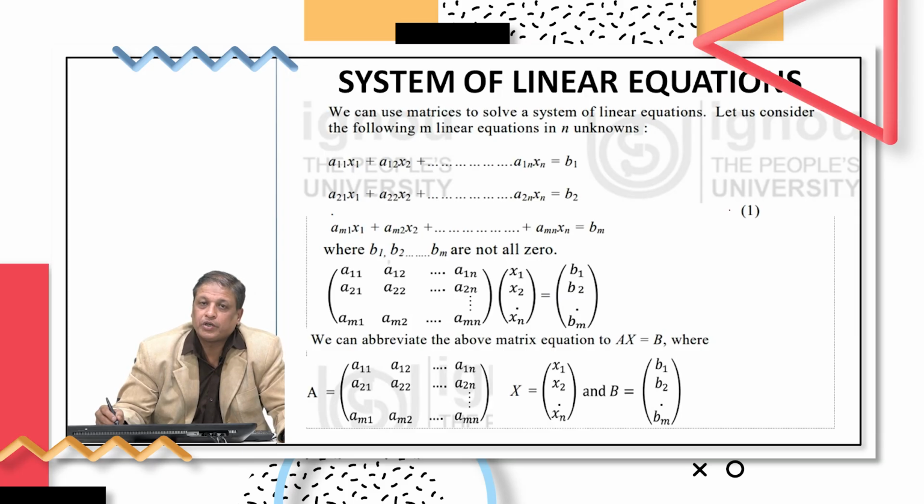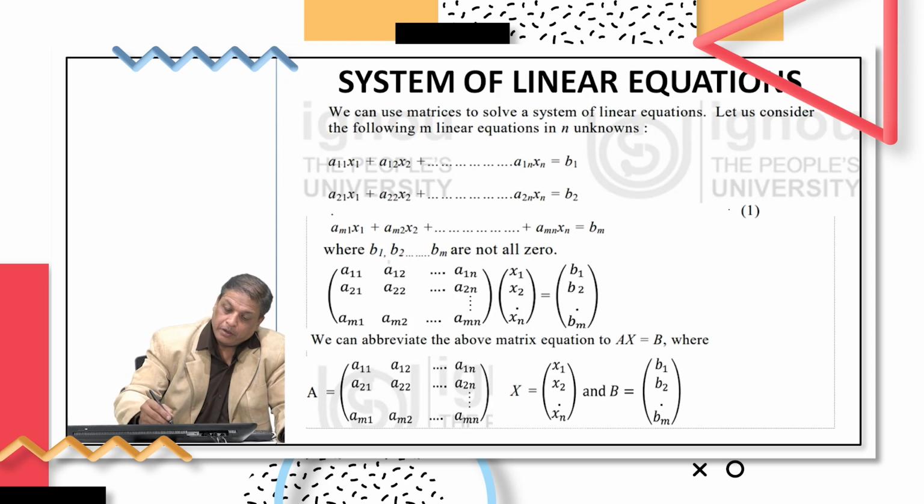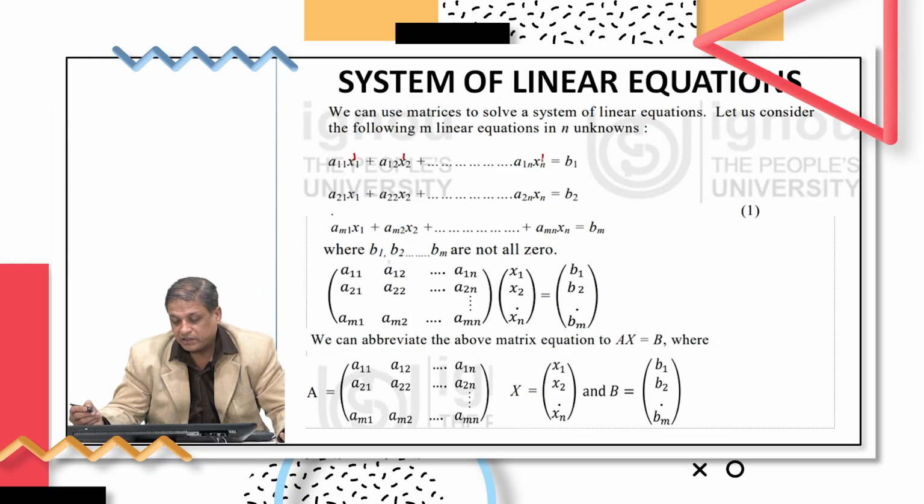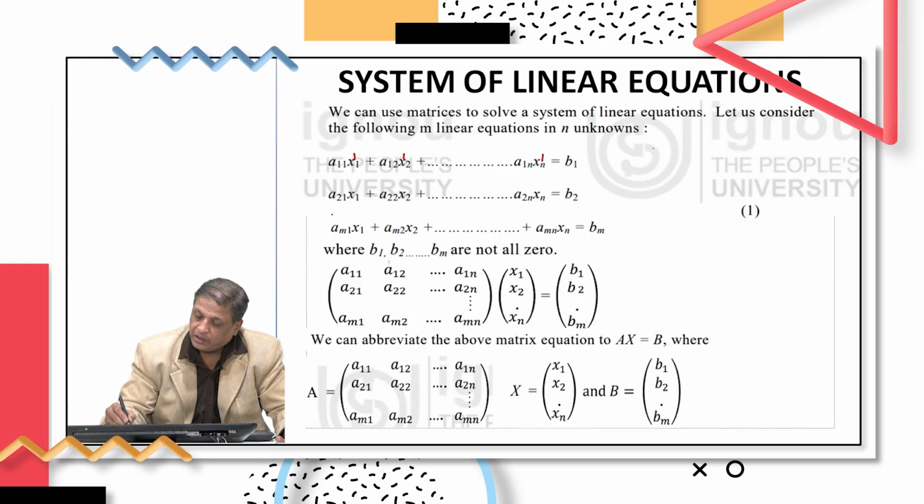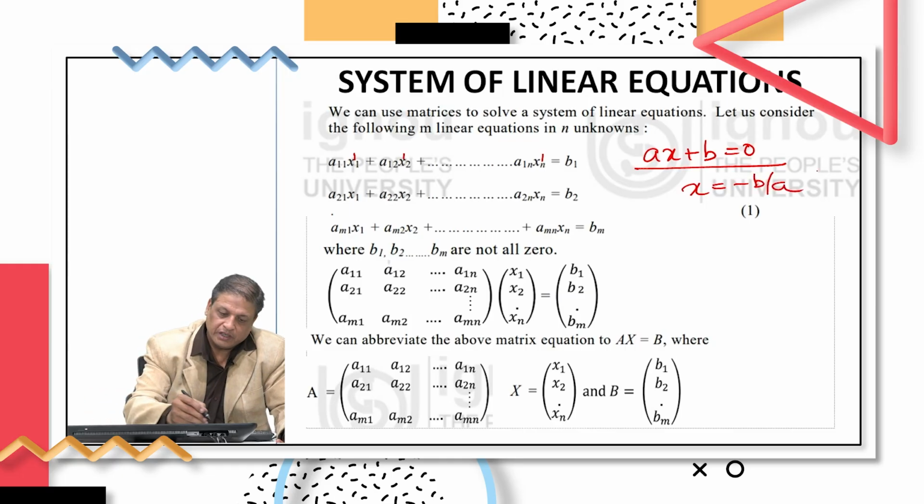Linear equations are the equations wherein the exponent value of the variable is 1. Over here x1 is having power 1, x2 is having power 1, x3 up to xn all are having power 1. So this is a linear equation. Ax plus b is equal to 0 is a linear equation, so x is equal to minus b by a. So this is a linear equation.